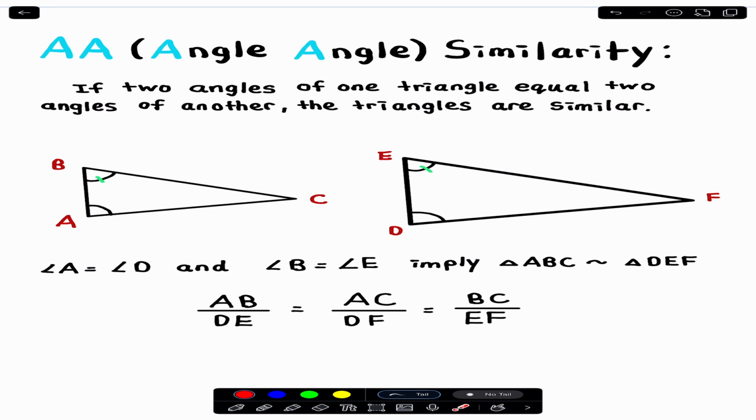And as we said before, corresponding sides are in a constant ratio. So if we take side AB over DE, side AC over DF, side BC over side EF, that's going to be the same number, whatever that turns out to be.